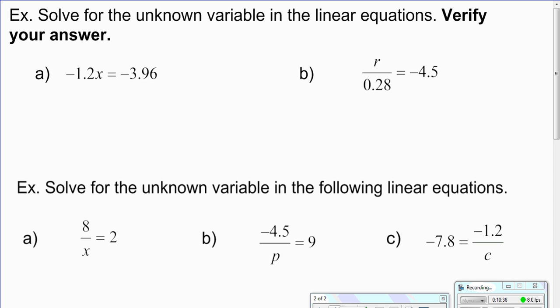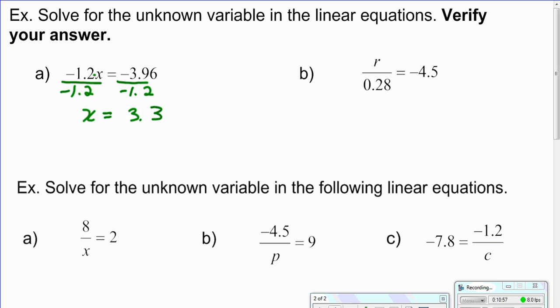Now these ones are nice. They are already in decimal form, so they should be nice and easy. So I'm going to do these ones pretty quick for you, and then the next 3 you'll have on your own. So this is a negative 1.2 times x. In order to isolate the variable, do the opposite operation, divide. So x is equal to positive 3.3.